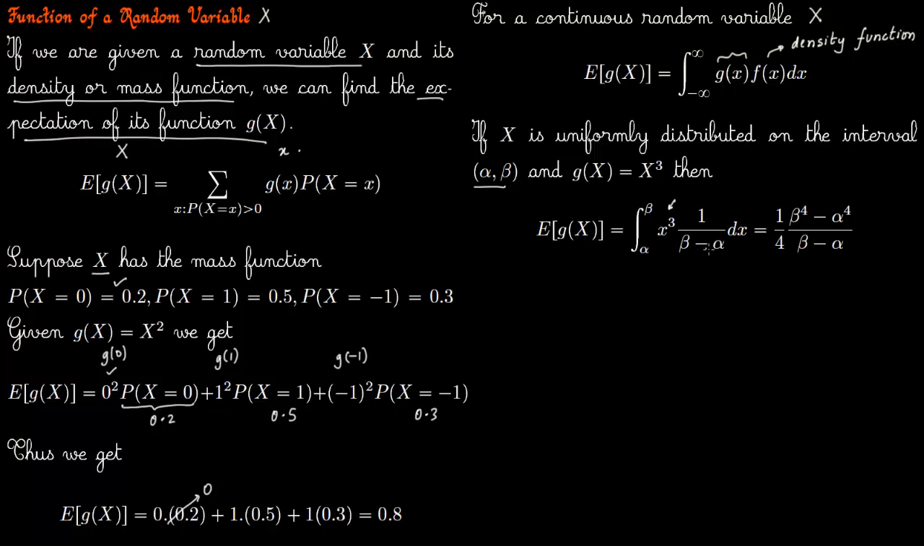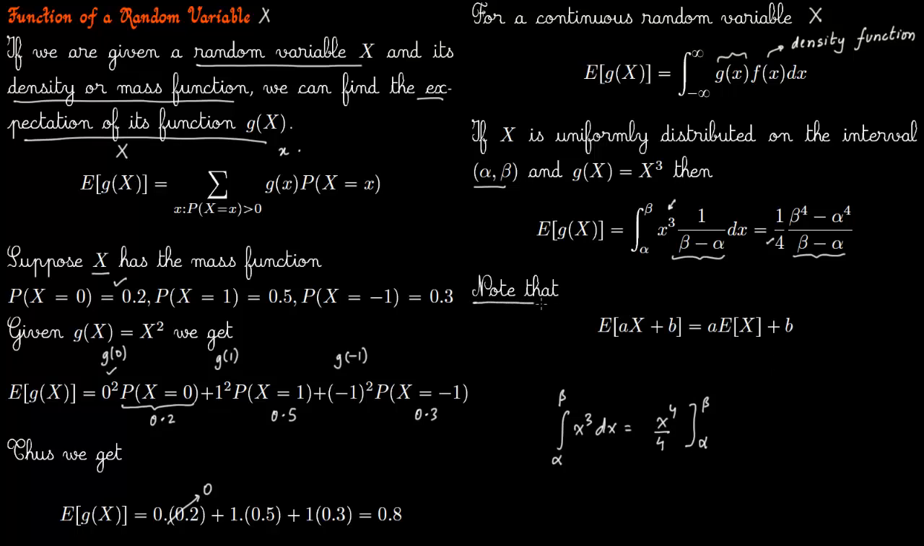So 1 over beta minus alpha you can take outside, and you can see integral from alpha to beta of x cube dx is x to the 4 by 4, from alpha to beta. So you have this here, beta to the 4 minus alpha to the 4 by 4. This beta minus alpha comes from here. So therefore you can find expectation of g of x.